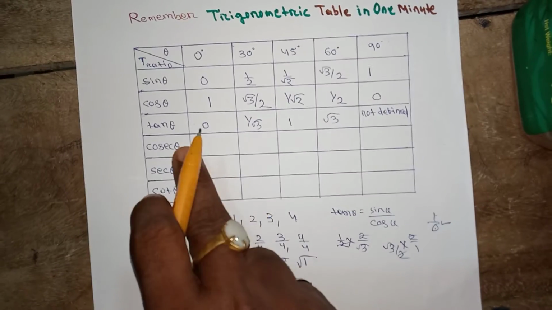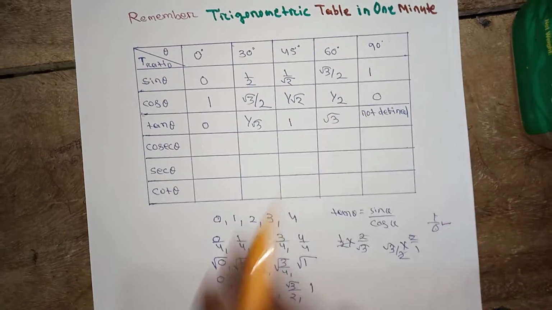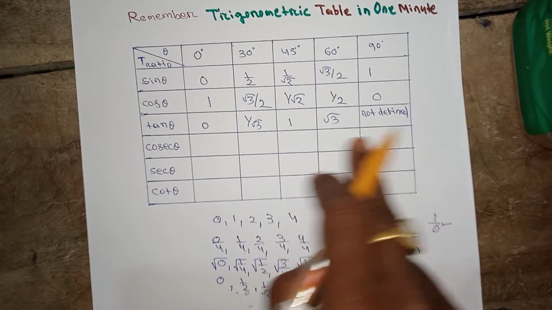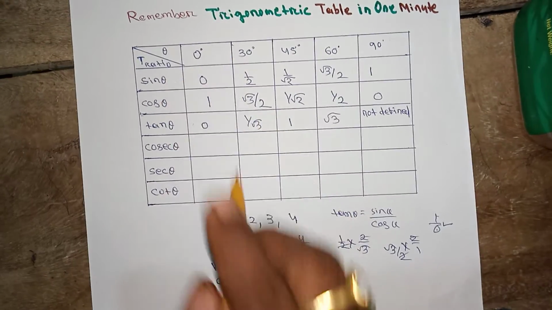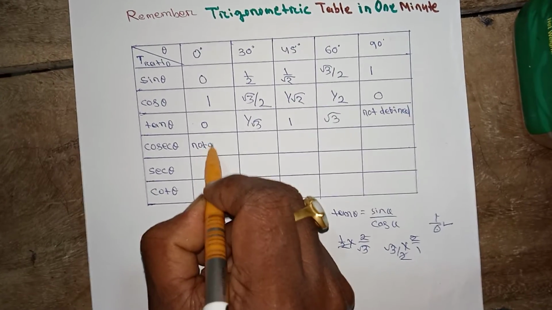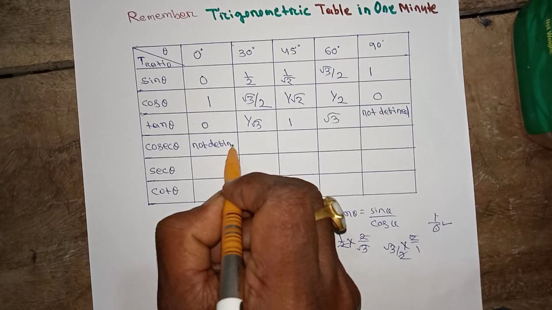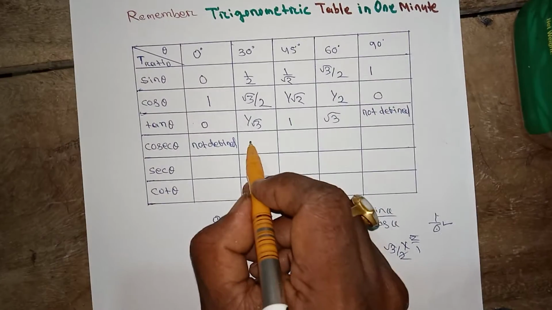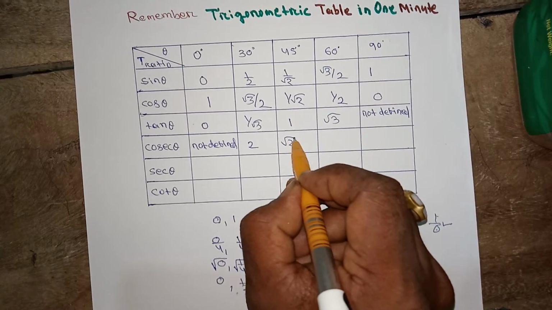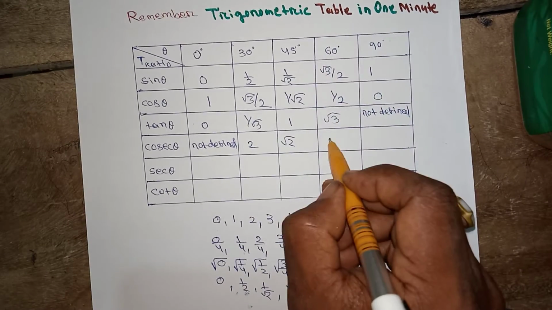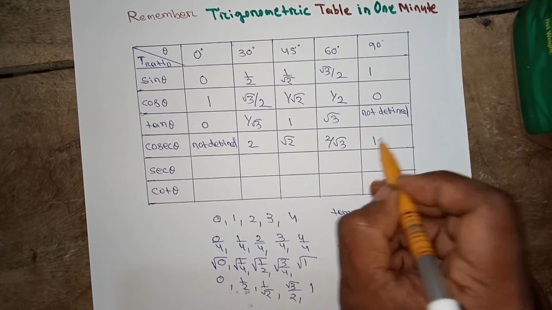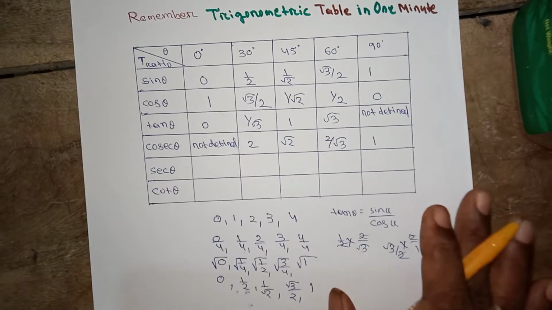Then cosec theta is the reciprocal of sin theta. So write the reciprocal value of sin theta. You will get the value of cosec theta. Reciprocal of 0 not defined. Reciprocal of 1 by 2, 2. Reciprocal of 1 by root 2, root 2. Reciprocal of root 3 by 2, 2 by root 3. Reciprocal of 1, 1. Finish cosec theta.